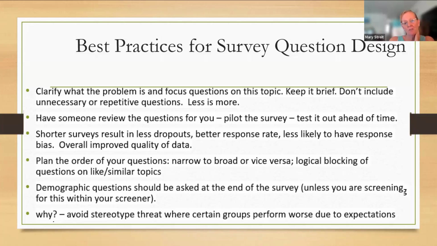Okay, plan the order of your questions, narrow to broad or vice versa, and have some kind of logical blocking. If you have questions that are kind of similar, you want to put them all together also. And then typically you want to have any kind of demographic questions like age, gender, income, all that at the end of the survey. Does anybody know why that is?